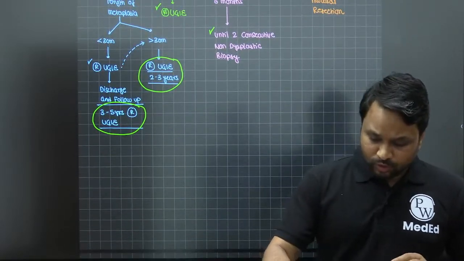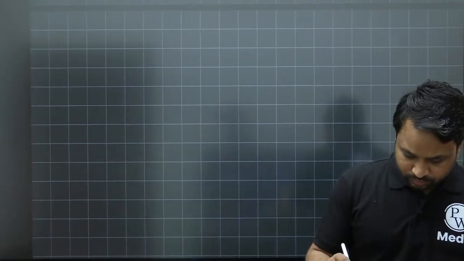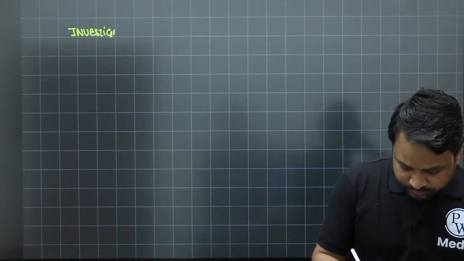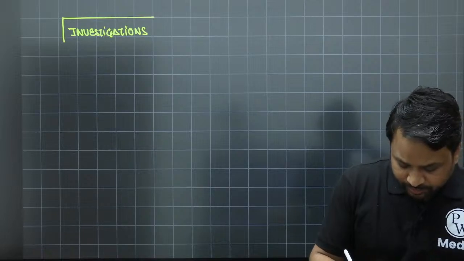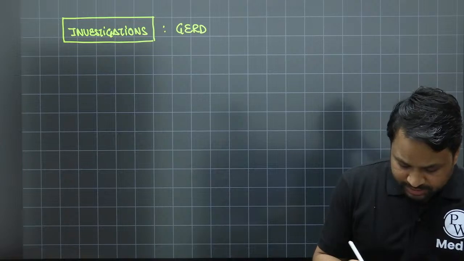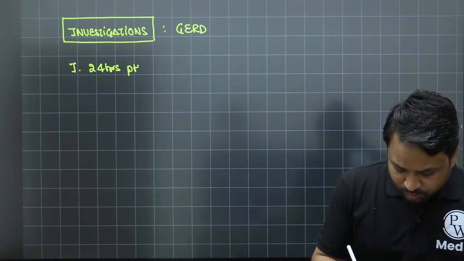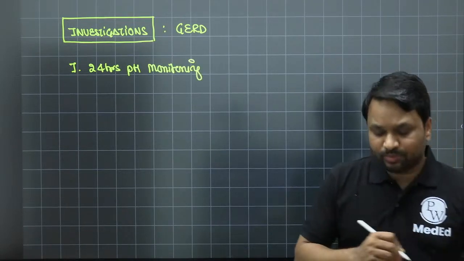Now, as we all know, we need to understand when a patient comes to you with suspicion of GERD, how would you like to investigate, right? Now we're going to move to the investigations that you will be performing for GERD. If a patient is suspected to have gastroesophageal reflux disease, the first one that I can do is a 24 hours pH monitoring.